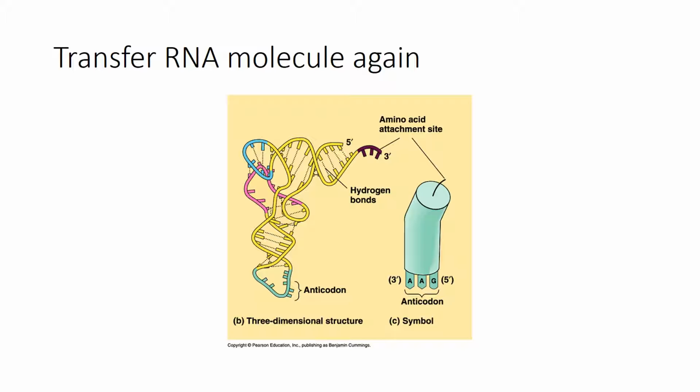Here's other diagrams. These are a little bit more realistic. There's the three-dimensional structure on the left-hand side, and there's our little cartoon that we like to use a lot in the Campbell's biology books, and you'll see this if you take AP biology. We see the amino acid attachment site, and that's our little symbol there.